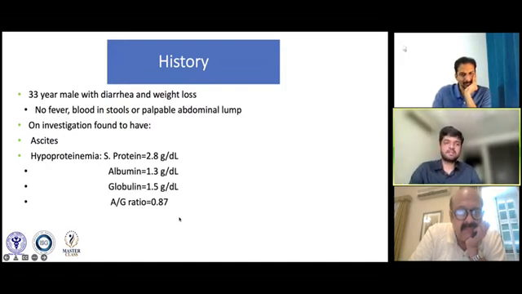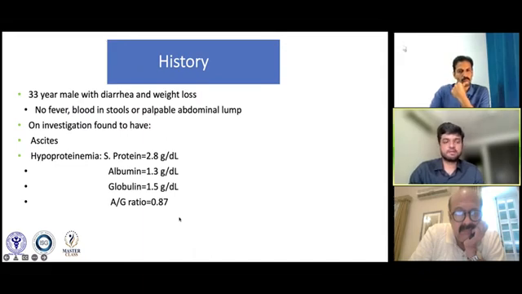We have a 33-year-old male patient who has diarrhea and weight loss. The diarrhea is predominantly small bowel, and there is no fever, no large bowel symptoms, no blood in stools. There is no lump. On investigation and evaluation, the patient is found to have only ascites.